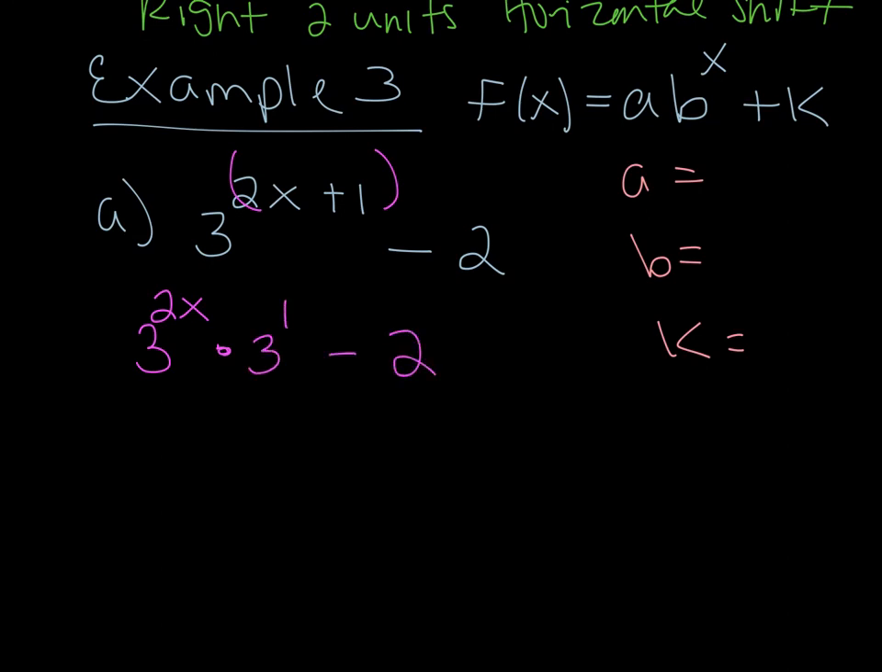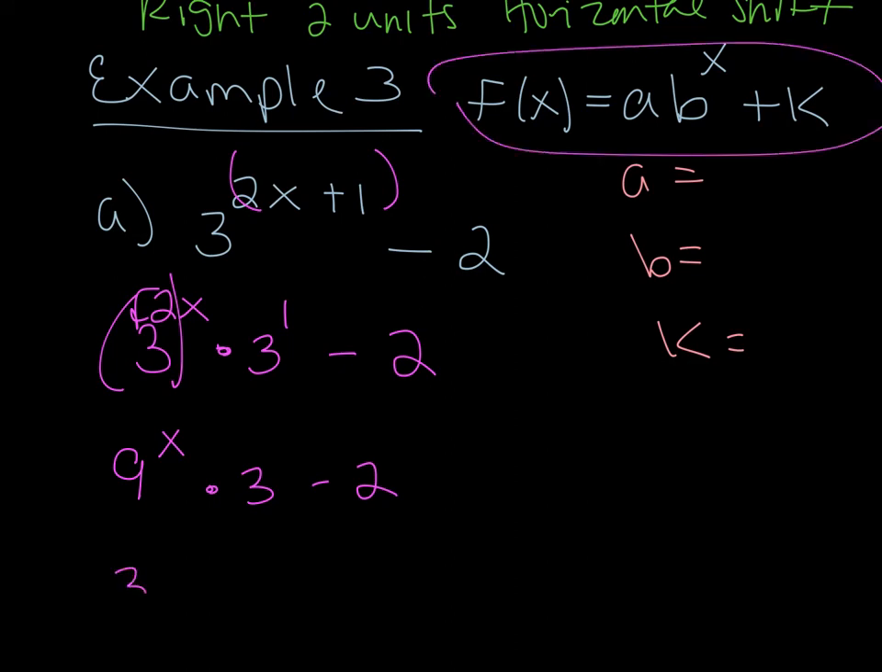Okay, so this is really 3 to the 2x, which is really 9 to the x, times 3 to the minus 2. If I write it in the form of this, 3 would really go in front as your a value, 9 would be your b value, and -2 would be your k value. So our answers here would be 3, 9, and -2.